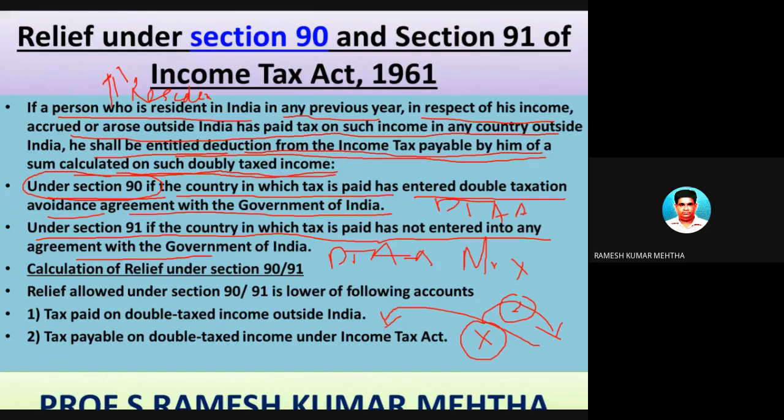So in this case, relief under sections 90 and 91 is the lower of the following amounts: tax paid on double taxed income outside India, and tax payable on double taxed income under income tax in India. Among them, whichever is lower is exempted from tax under sections 90 and 91.